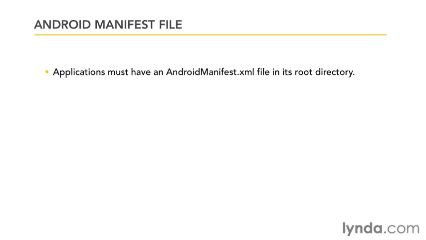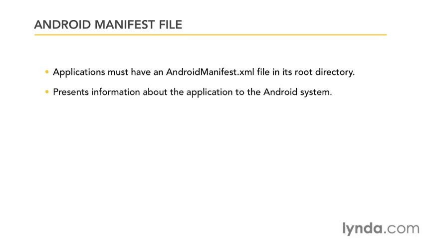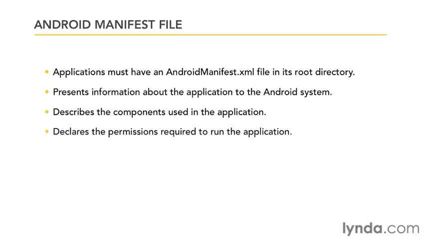All applications must have an Android manifest file exactly named AndroidManifest.xml, and it has to be in the application's root directory. And the purpose of this file is to give the Android system information about your application. It describes the components that you're using in your application. So those things that we just talked about, activities, services, content providers. It also declares the permissions that are required to run the application.